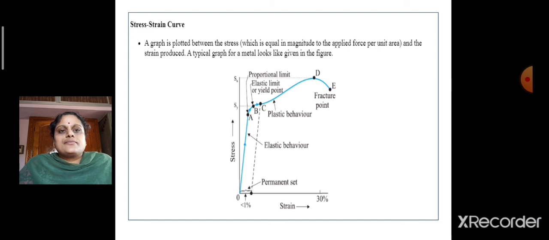So you can see after this region D, even if you are applying a lesser amount of load or stress, more strain is produced and it can fracture at any point. Suppose it is getting fractured at the point E, then point E is known as the fracture point. If the distance between D and E is little, then we can say the substance is brittle. If the distance between D and E is large, the object is said to be ductile.